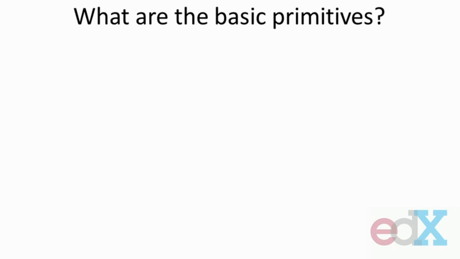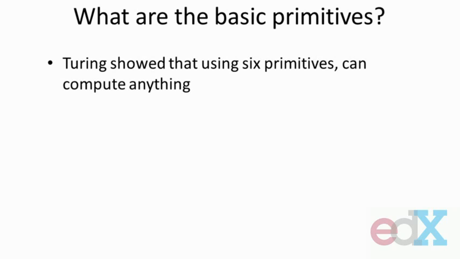Okay, that sounds neat. So what are the primitives? Essentially, if we can have a stored program computer, we need a set of primitives. We're going to need some way of controlling them, which we'll get to. But what are the primitives? Well, it turns out that that same guy, Alan Turing, showed that using just 6 primitives, it's possible to compute anything that's computable. That's amazing. 6 simple primitives are sufficient to compute anything that's computable.